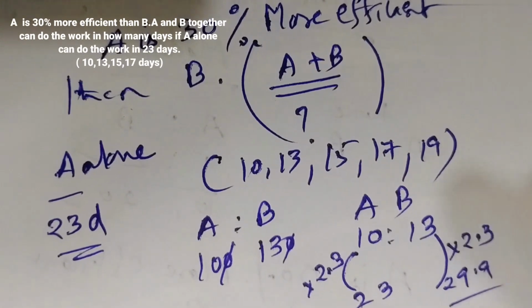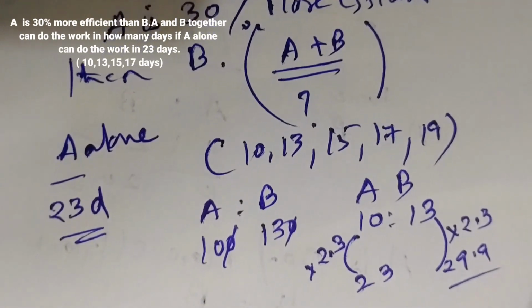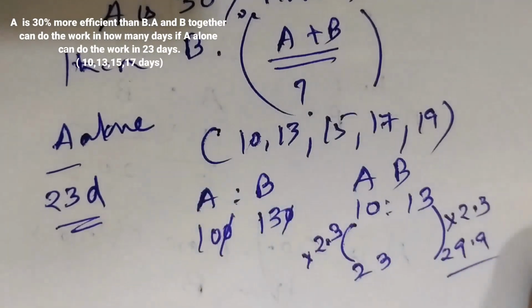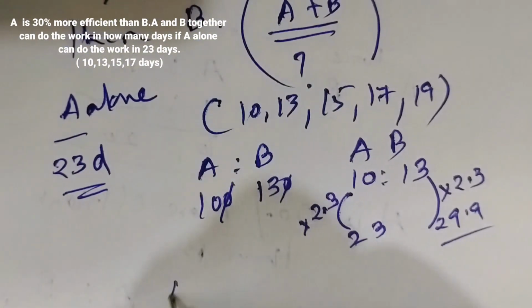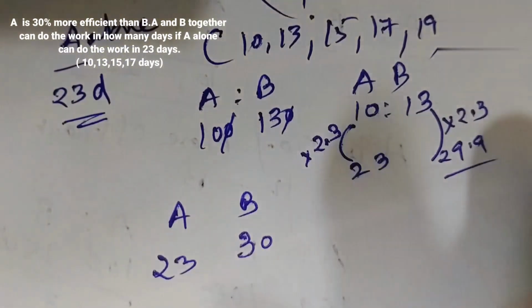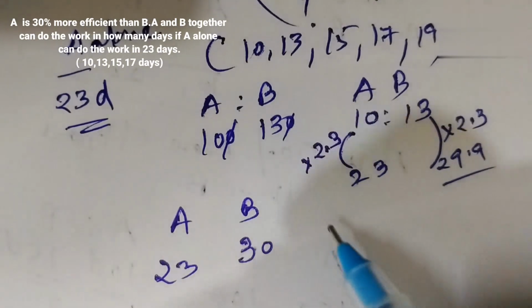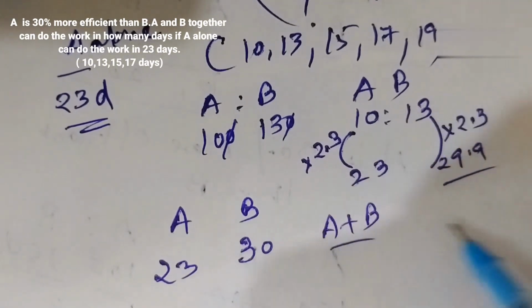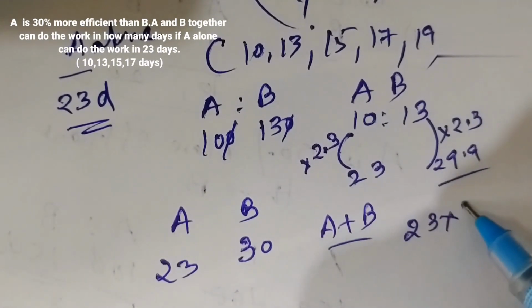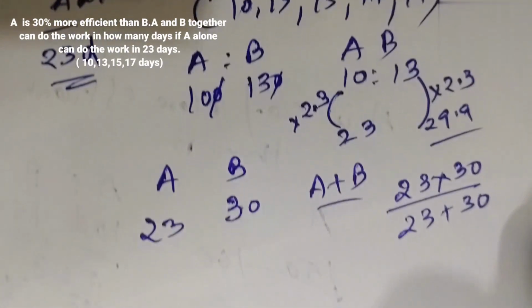So dear students, the question is, A and B together will do it in how many days? Suppose A can do the work in 23 days. B can do the work in 29.9, I am taking it as 30. Now A can do separately work in 23 days, B can do it in 30 days. A and B together will do it in how many days? We have 23 into 30 by 23 plus 30. That is the trick, dear students.